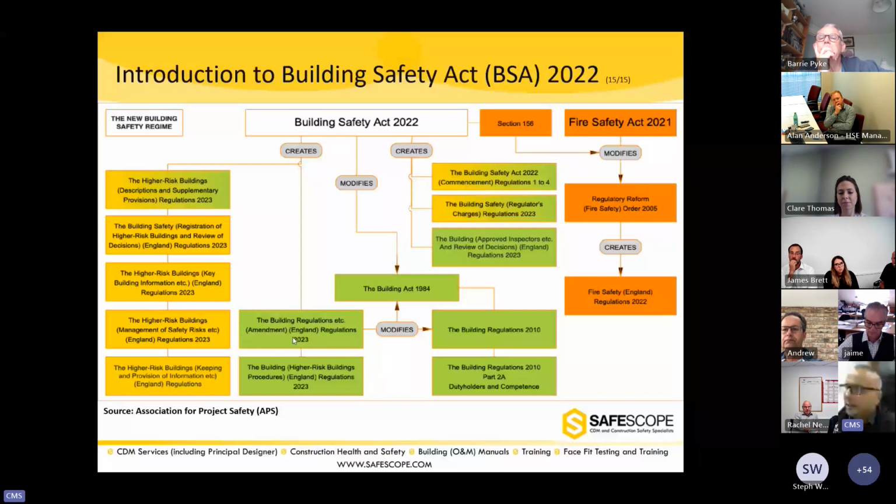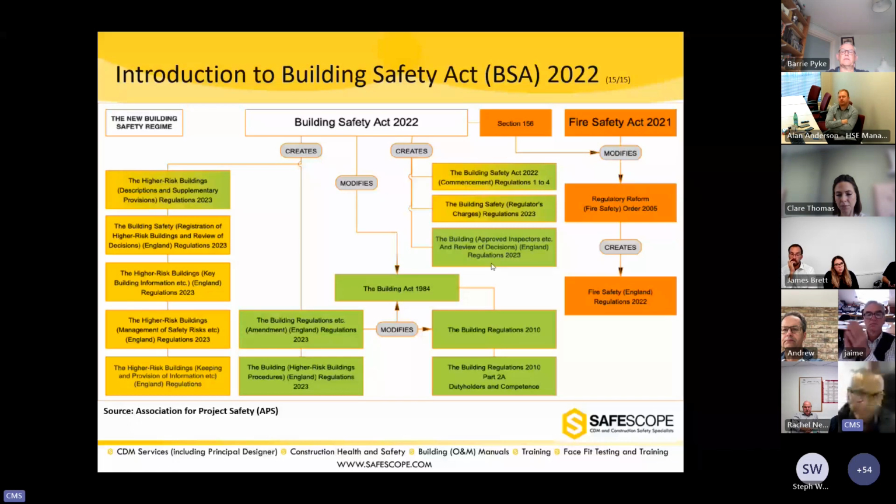Now, again, if we go up to the Building Safety Act on the right-hand side a little bit, it has an impact on the building approved inspectors. You can see the Building Safety Act Commencement Regulations 1 to 4 and building regulator charges. Underneath, you will see the Building Approved Inspectors and Review of Decisions Regulations 2023, which have a huge impact on the approved inspector disciplines.